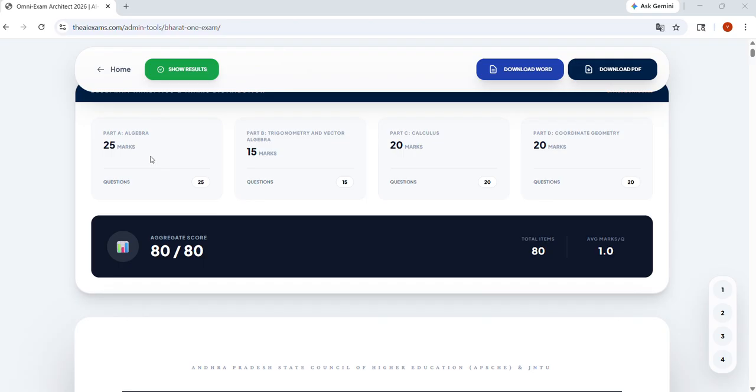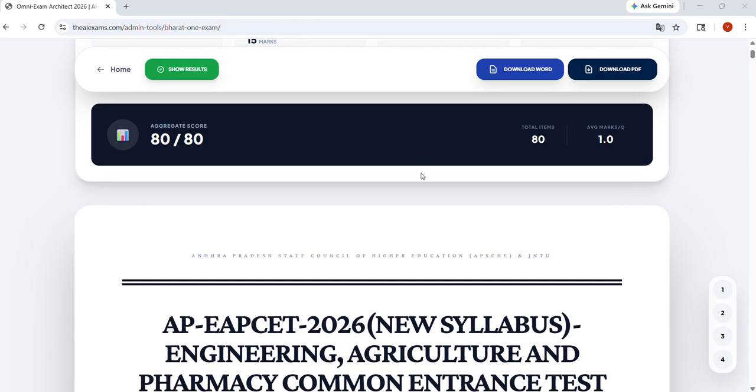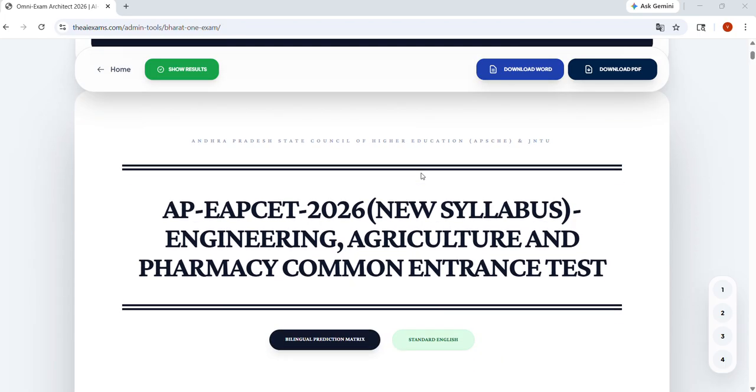Part A, algebra, 25 marks. Part B, trigonometry and vector algebra, 15 marks. And part C, calculus, 20 marks. Part D, coordinate geometry, 20 marks. Let us see how the questions are asked in the AP-EAPCET 2026.